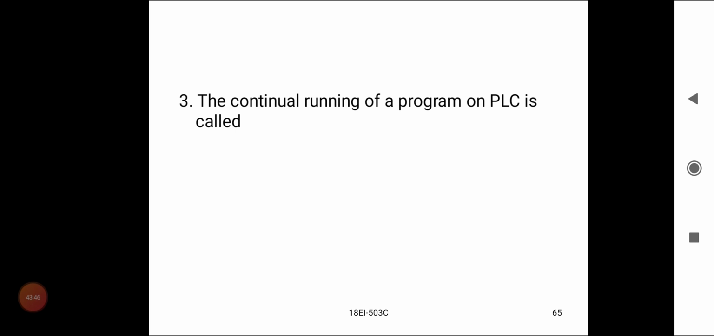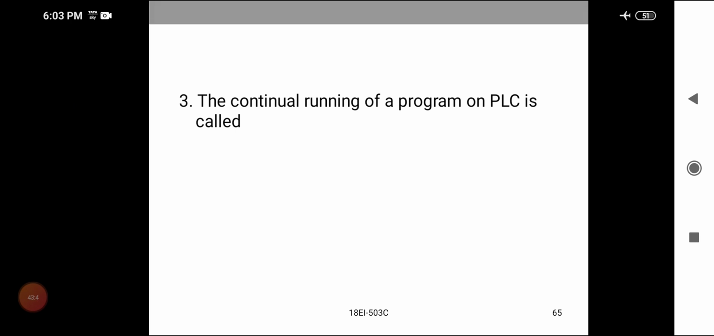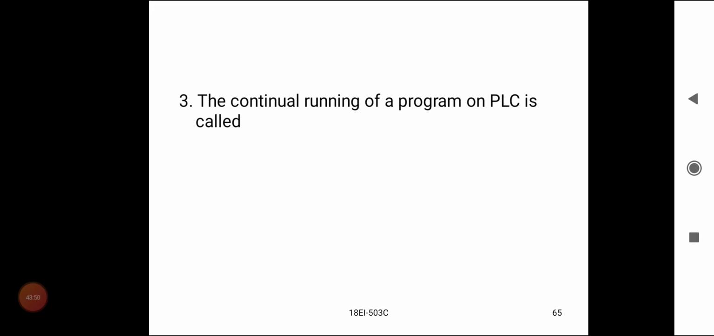Question 3. The continual running of a program on the PLC is called: A. Scanning. B. Execution. C. Running. D. None. The continuous running of a program on a PLC is called scanning. A is the correct answer.